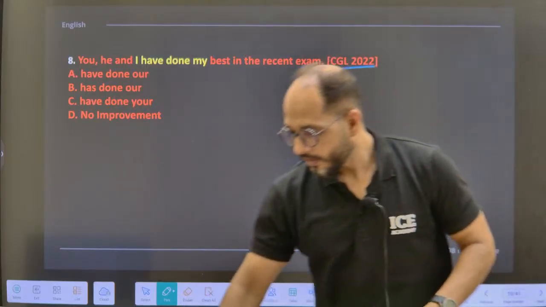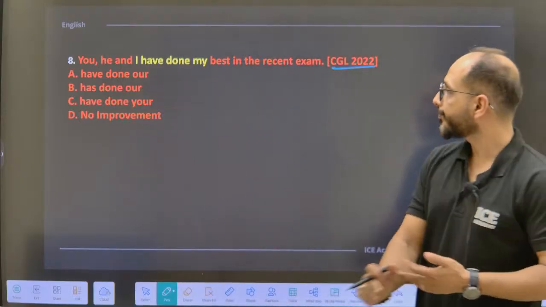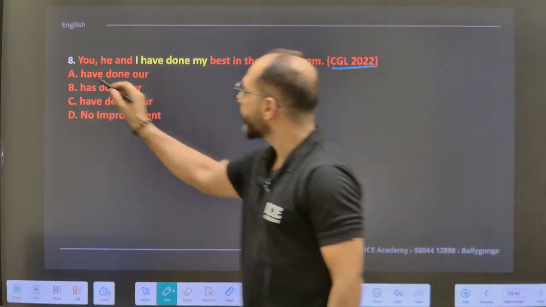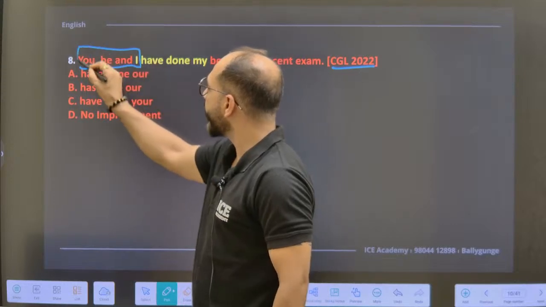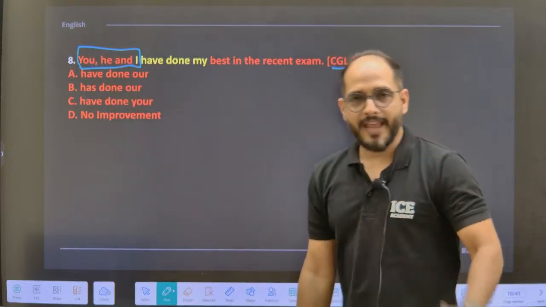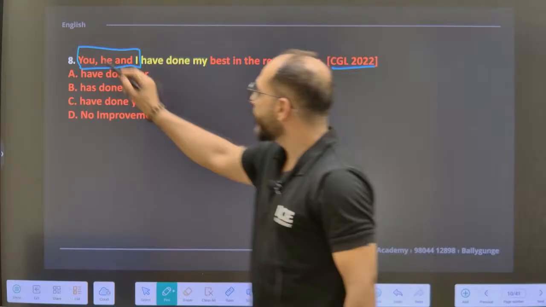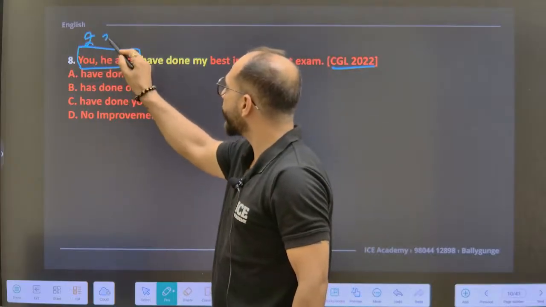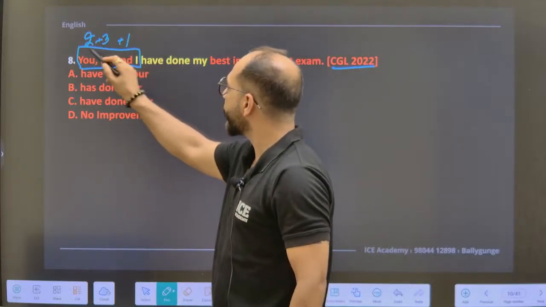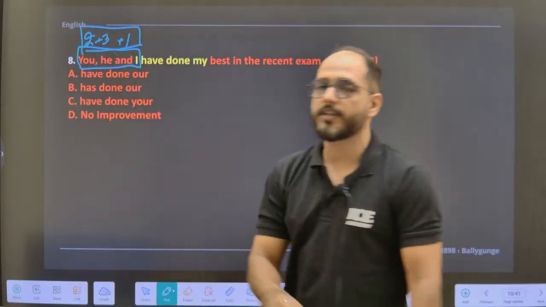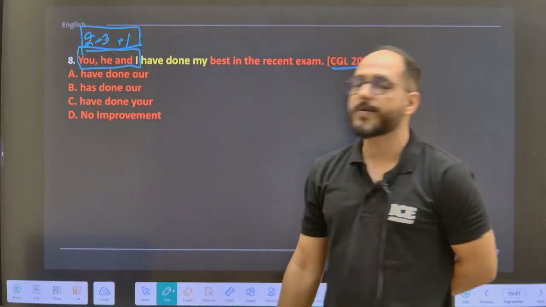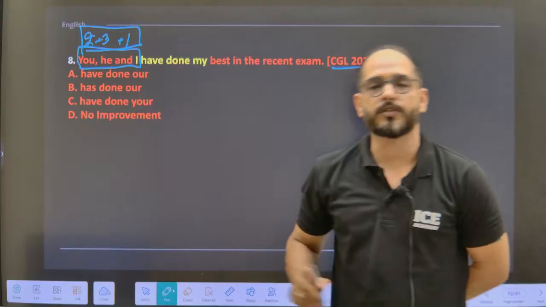Chalo. Let's discuss it. So look at the first part of the sentence, you, he and I. Again, look at the order. You second person, he third person, and I first person. That means a proper order is given. 2 plus 3 plus 1, second person plus third person plus first person.